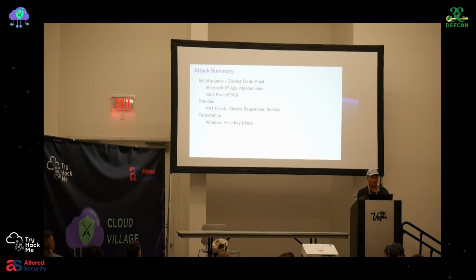Privilege escalation is the piece of getting the PRT token. Elevated privileges. The persistence piece is generating not a device key, but a user key that can then regenerate the PRT. So, super deep guts, super common infrastructure, and people aren't talking about it enough.